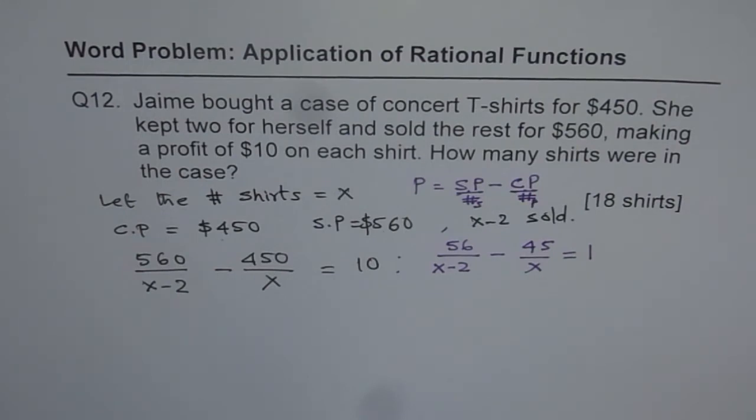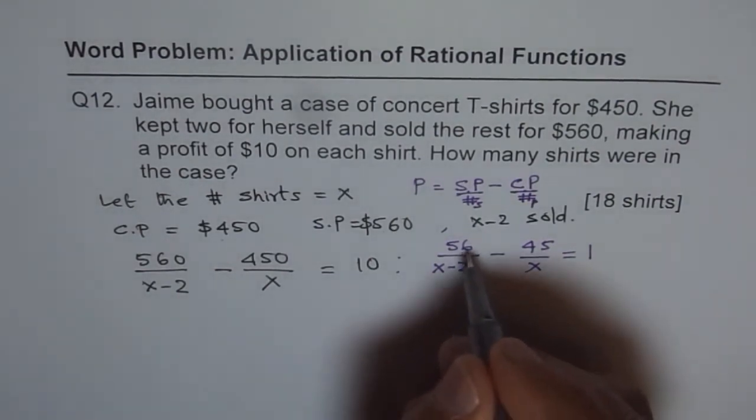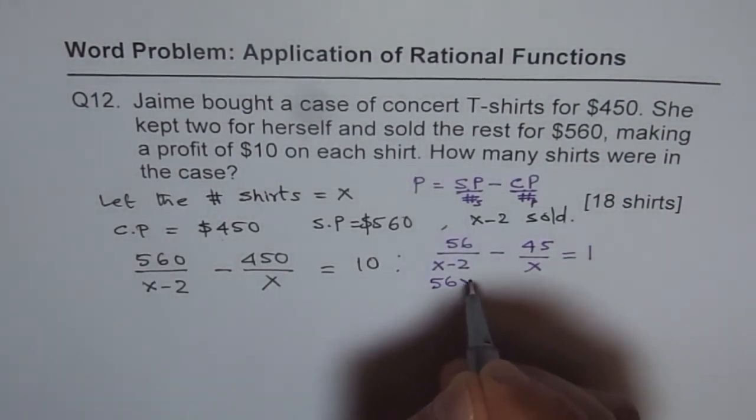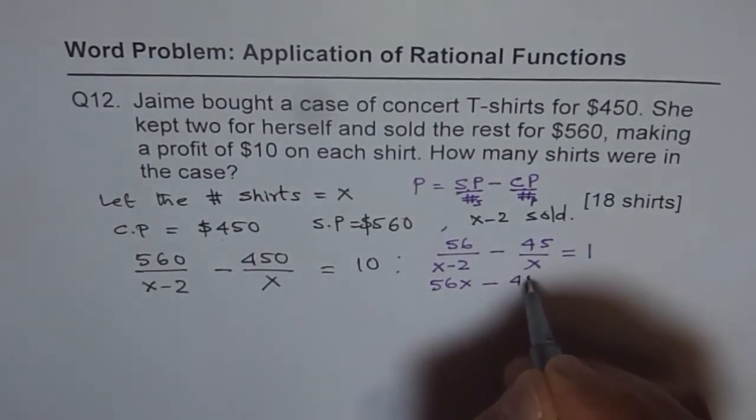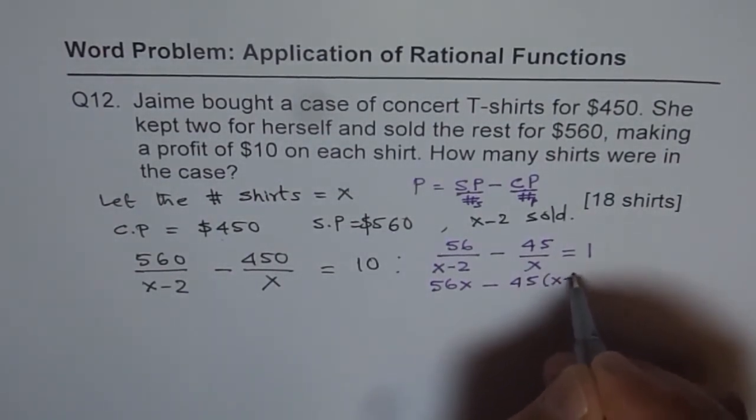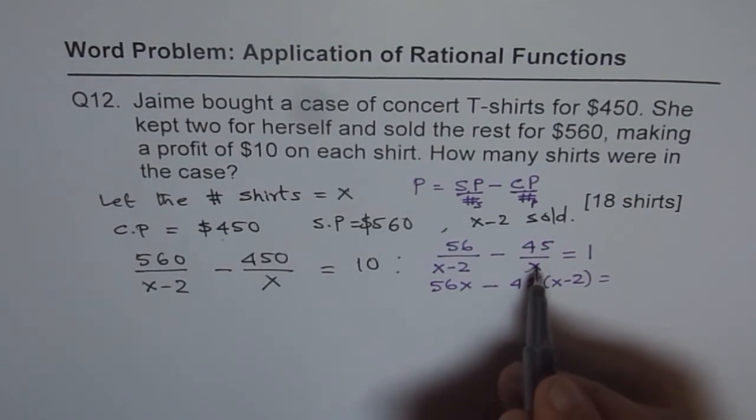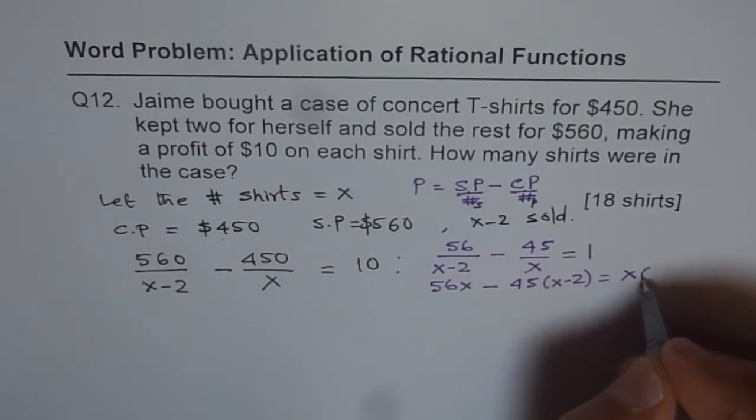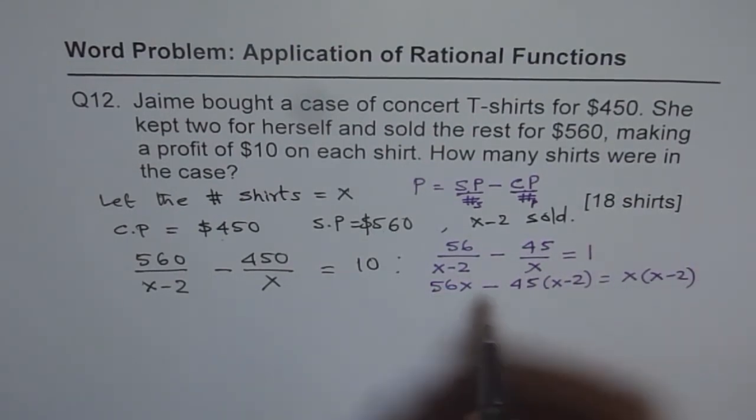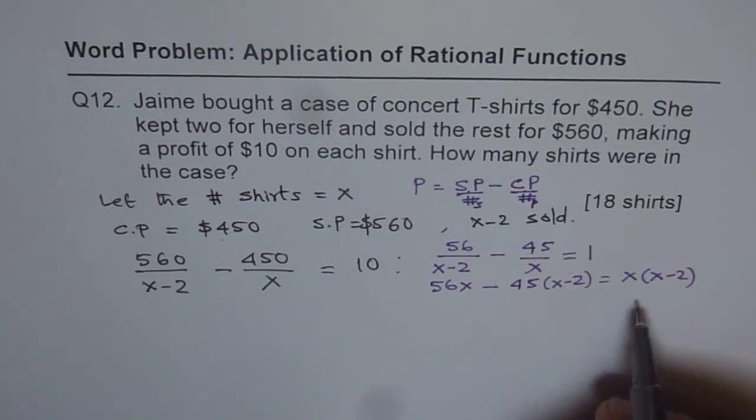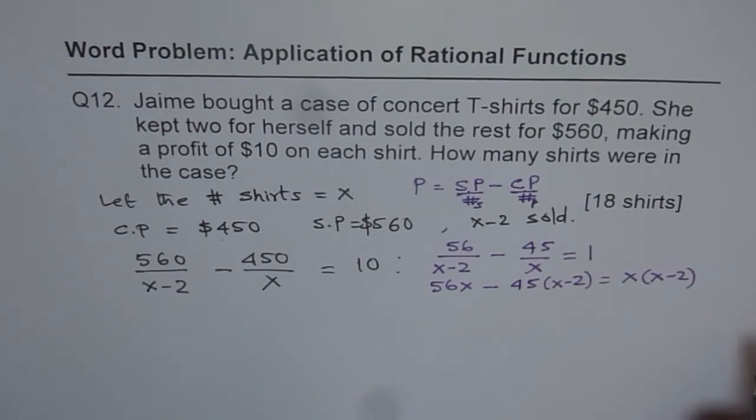And then simplify it, right? So then simplify, cross multiply, you get 56X minus 45 times X minus 2 equals X times X minus 2, right? Now you get a quadratic equation, bring all the terms together, apply the quadratic formula, get the result.